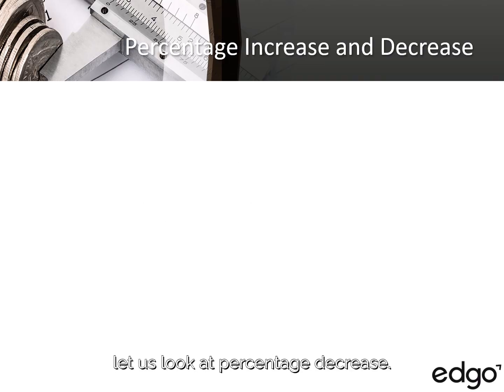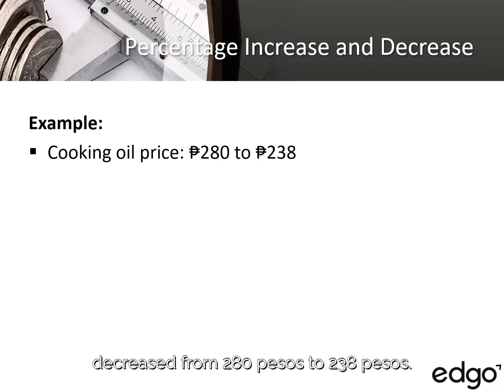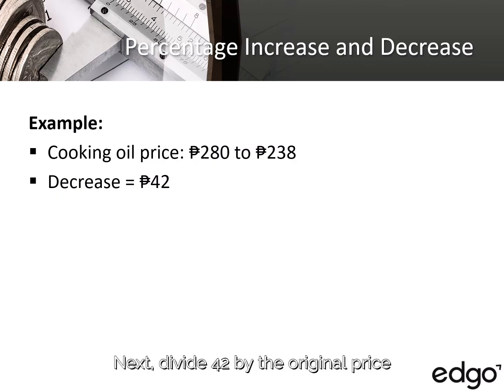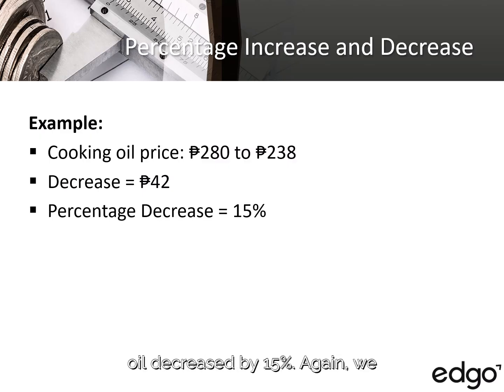Now let us look at percentage decrease. Suppose the price of cooking oil decreased from 280 pesos to 238 pesos. First, find the amount of decrease. 280 pesos minus 238 pesos equals 42 pesos. Next, divide 42 by the original price of 280 pesos. The result is 0.15. Multiply this by 100%. Therefore, the price of cooking oil decreased by 15%. Again, we use the original value as the basis of our computation.